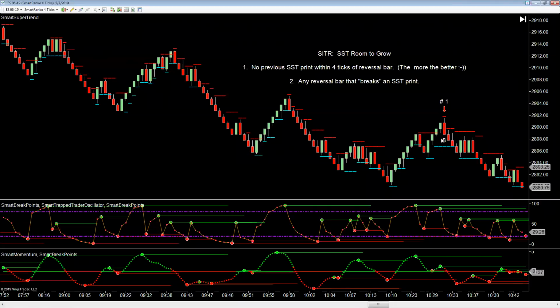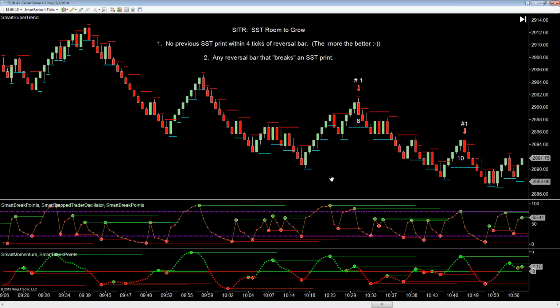It's just like that. So we have 8 ticks of space between this bar and our SST print here. And you can see, what did it do? It got enough momentum where it could break out of the chop fest and start to move. Okay, so we look for 5 or more tick space between our reversal bar and here.